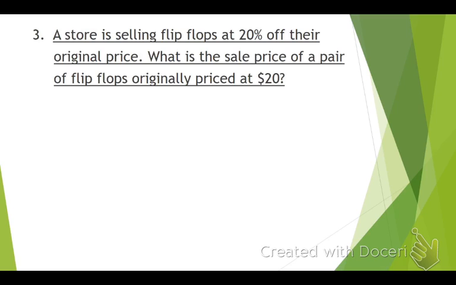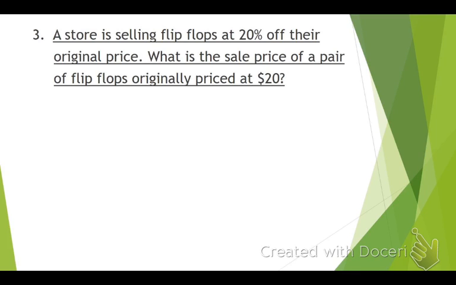For problem number 3, I want you guys to find this on your own. Beforehand, I said find the discount or find the markup, and then I told you whether you should subtract or whether you should add. But I want you guys to do this one on your own. This is what it says, number 3. A store is selling flip-flops at 20% off their original price. What is the sale price of a pair of flip-flops originally priced at $20? So I want you guys to find first off what the discount is, and then tell me what the sale price will be.